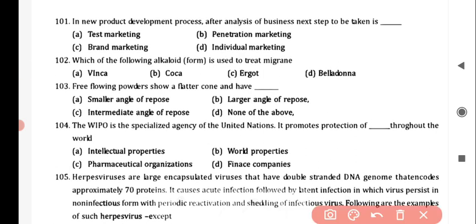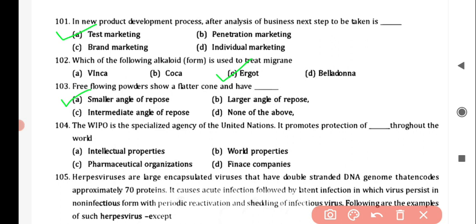Next question is, in new product development process, after analysis of business, the next step to be taken is, and the correct answer is option A, test marketing. Next question is, which of the following alkaloids is used to treat migraine? And the correct answer is option C, ergot. Next question is, free flowing powders show a flatter cone and have, and the correct answer is option A, smaller angle of repose.